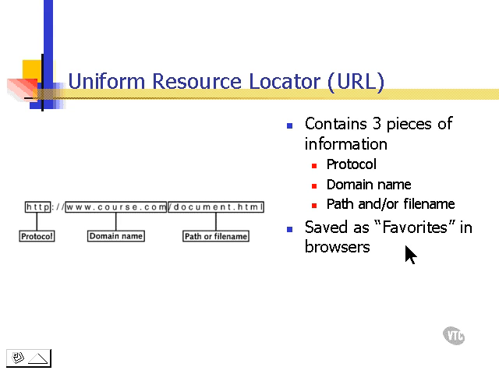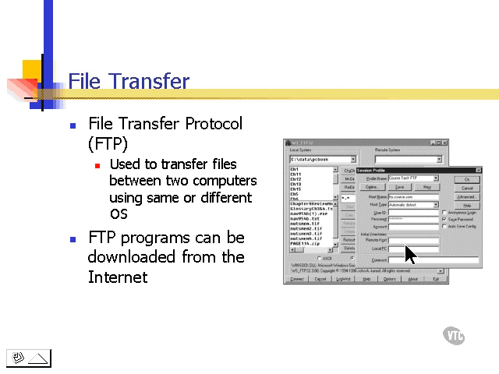As we said earlier, whenever we use the Internet to transfer files, we're using FTP, File Transfer Protocol. And FTP programs can be downloaded from the Internet. In other words, we can download an FTP program that then we can use to upload FTP files to other services or to other servers.